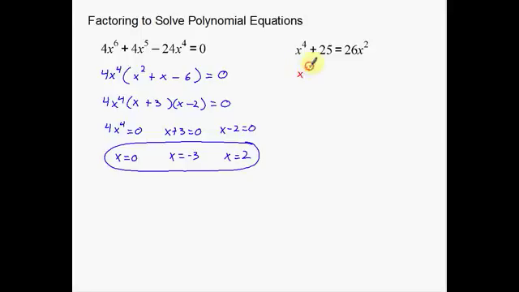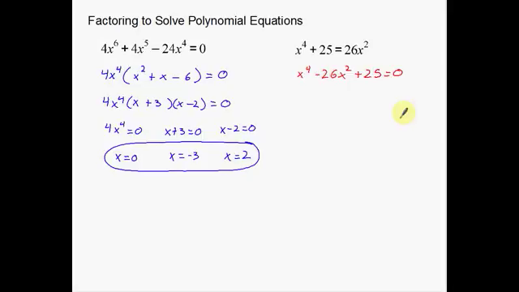So the first thing I'm going to do is take this 26x squared and subtract it over to the other side so that I have everything on one side. Okay, now this is going to be a little bit different factoring than the first one. That's why I chose this example.